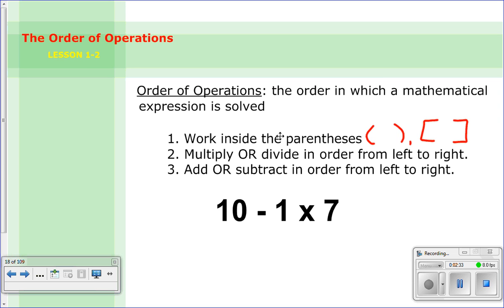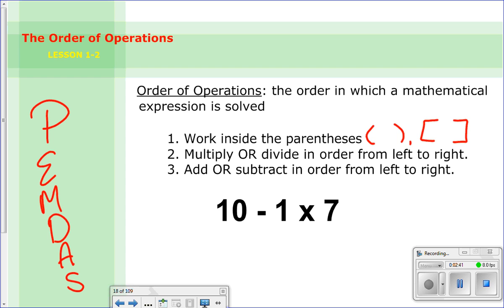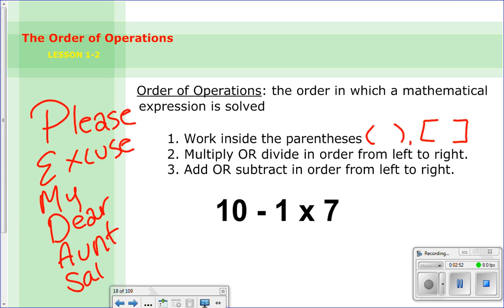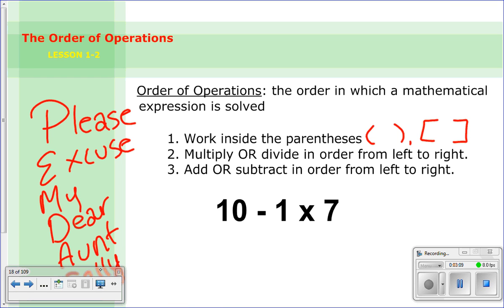And I know some parents, and I myself learned it this way, and then we had a cute little phrase, which was, please excuse my dear Aunt Sally. Again, that was supposed to help you keep in mind the order. P, parentheses, E, exponents, which we didn't quite get to in this one. We'll get to that later. M meaning multiply, D to divide, A is to add, S is to subtract, and so on. Those are the ways that we used to learn it. But really, it works if you just memorize these 3 steps.